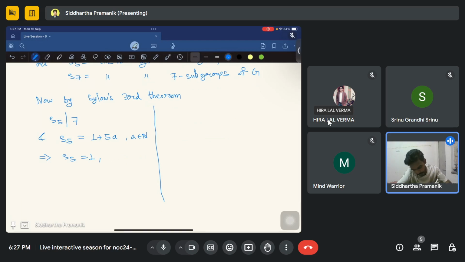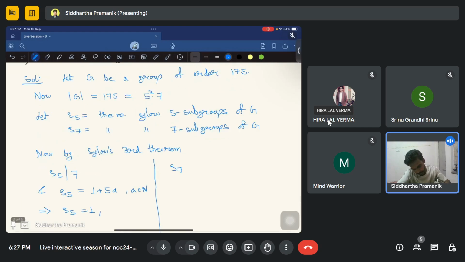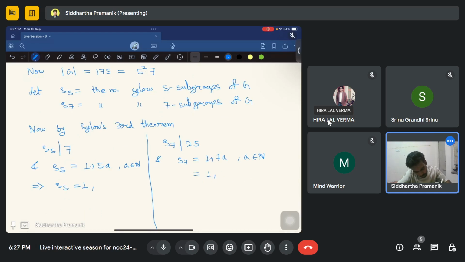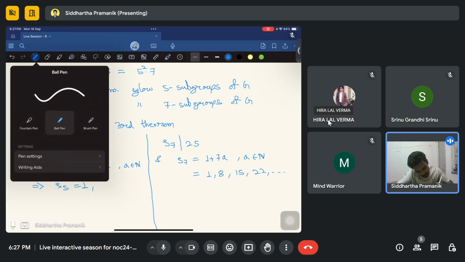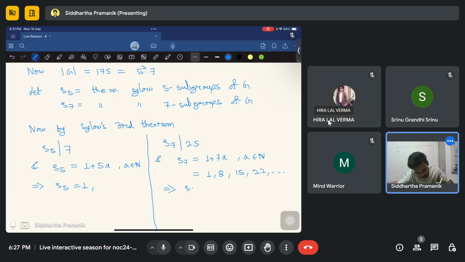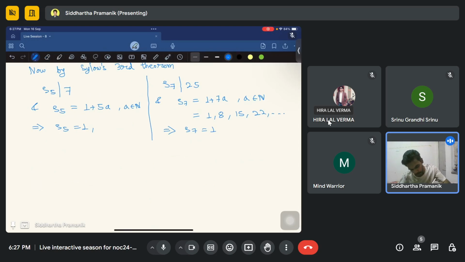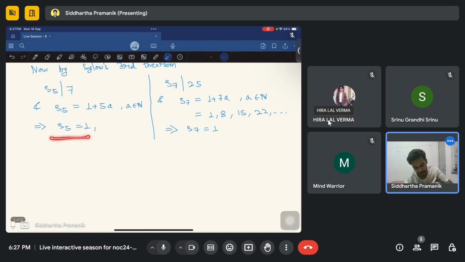So similarly, let's find S7. So S7 must divide 25, and S7 is equal to 1 plus 7a, where a belongs to N. So it can be 1, it can be 8, it can be 15, it can be 22, and so on. But it has to divide 25 also. So the only possibility is S7 equals 1. So that means we have only one Sylow 5 subgroup and only one Sylow 7 subgroup.